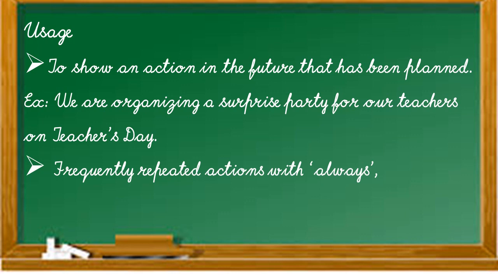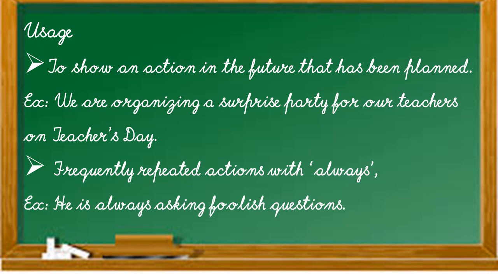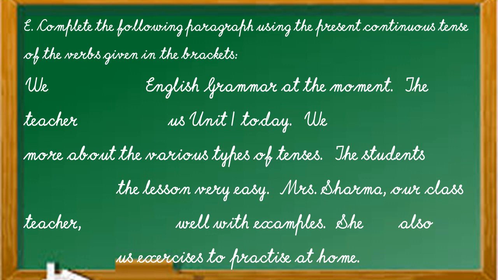Frequently repeated actions with always. For example, he is always asking foolish questions. Now let's see E main. Complete the following paragraph using the present continuous tense of the verbs given in the brackets. We are studying English grammar at the moment. The teacher is teaching us Unit 1 today.